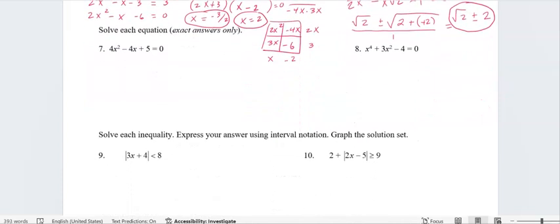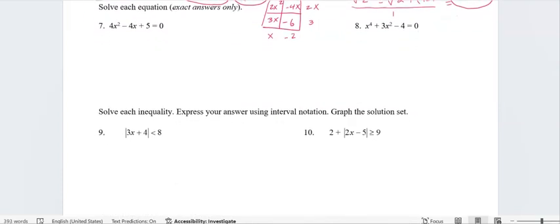Right, number 7, another quadratic equation. I would always check to see if factoring is possible first. Doesn't look like it is, because we would need the factors of 20x squared that would add up to -4. And I don't see that those exist. So let's just go ahead and get into the quadratic formula.